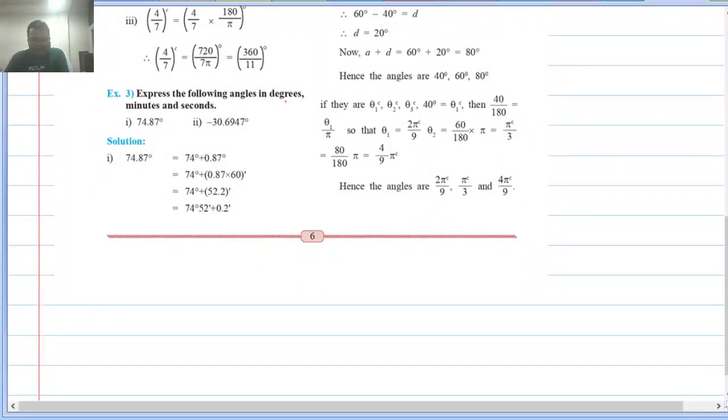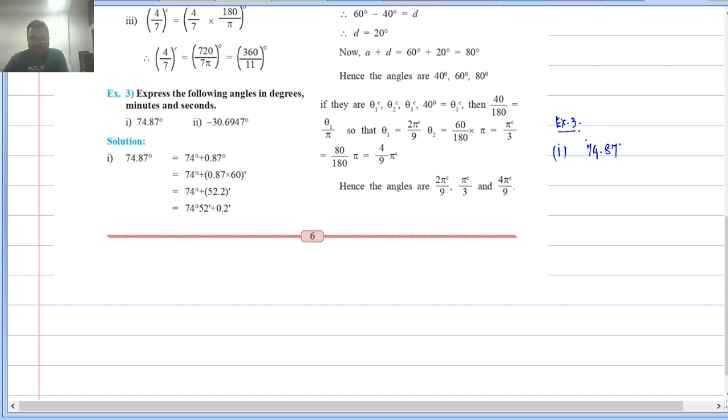Now express the following angle in degree, minute and seconds. Okay. Degree, minutes and seconds. So this is a very interesting question. Fine. Let's look at the first part of this question. Okay. We'll look at the first part and we'll look at the second part in the next lecture. Example 3. First one.